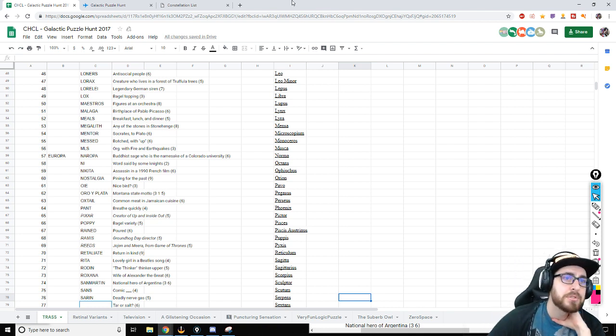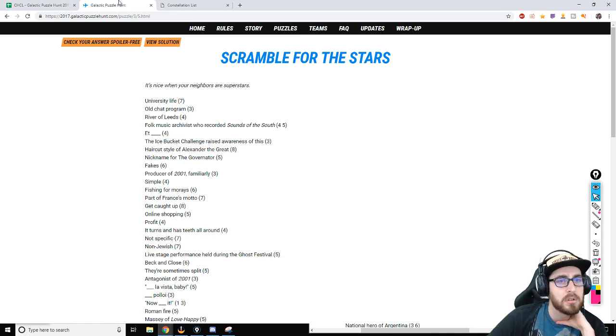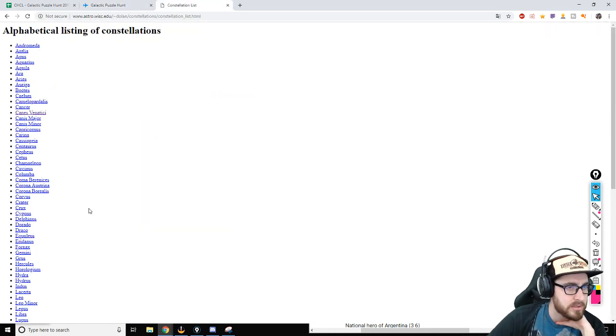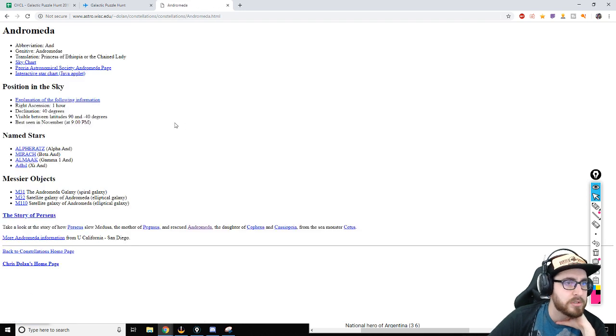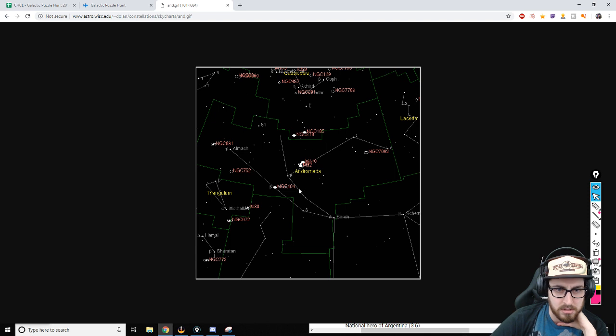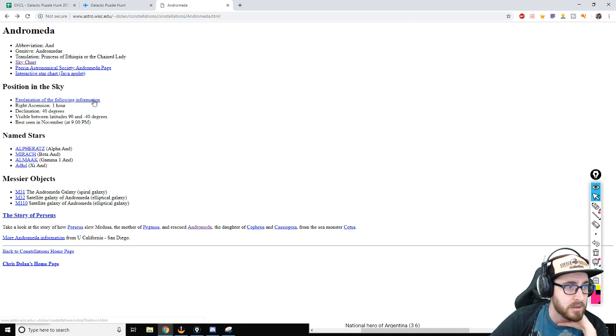Neighbors are superstars. Look at the stars within these. So if we go to Andromeda, sky chart, Cassiopeia, it's another one. Something's gonna click and it's gonna blow our minds.